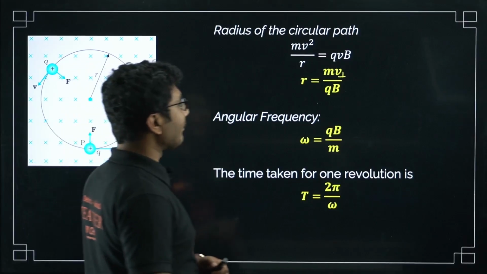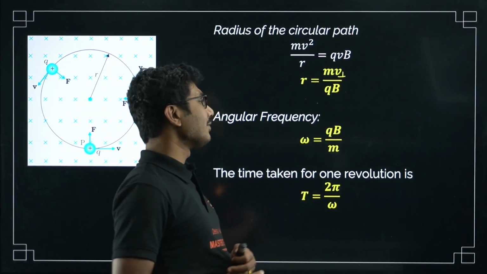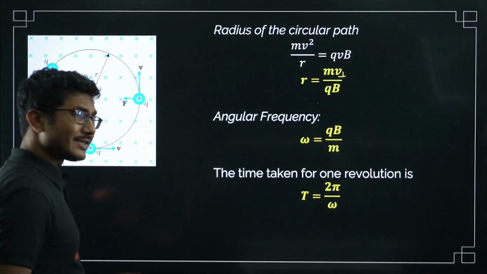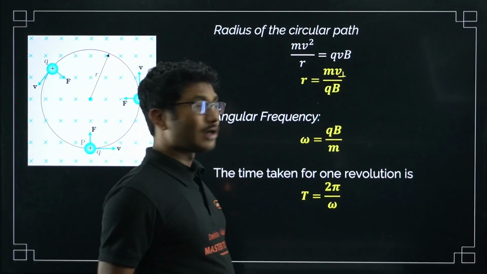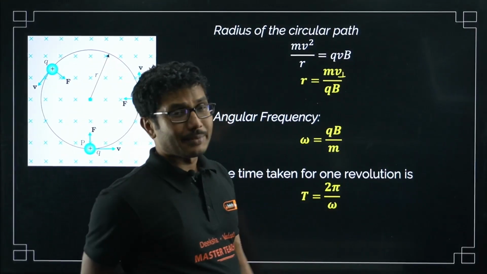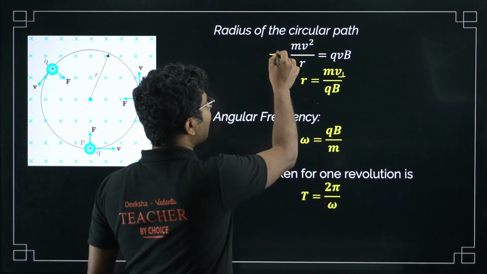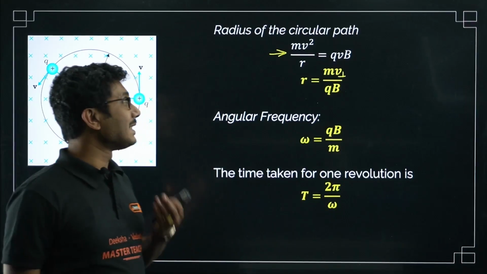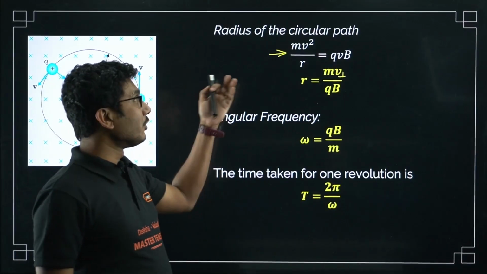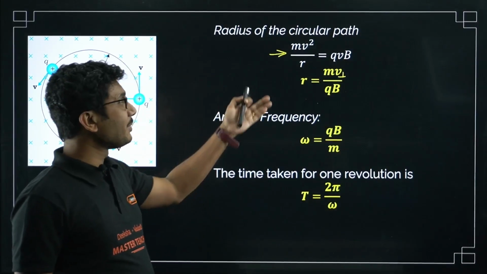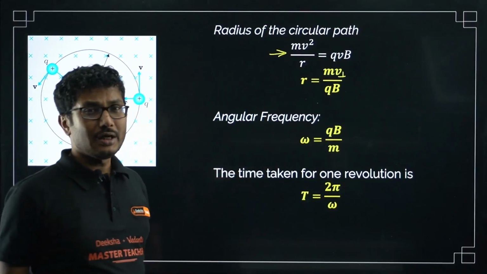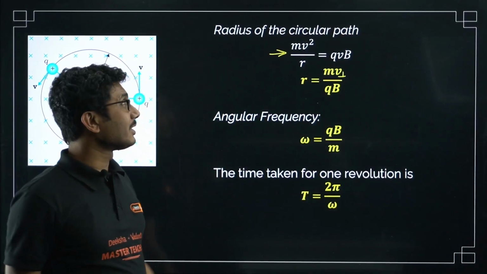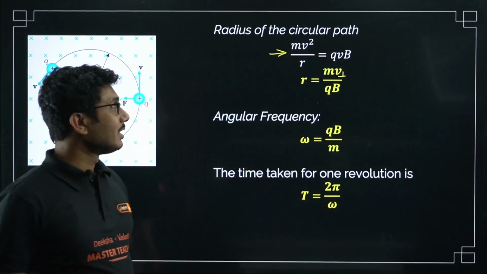Now angular frequency is given by, what is angular frequency? Angular frequency is qB by m. All the derivations are there in your book, you can check that out, but as I said, in the KCET exam derivation is not important. You can start from here: mv squared by r is basically your centripetal force, and qvB is the magnetic force acting on the charge. So from there you can calculate the radius.